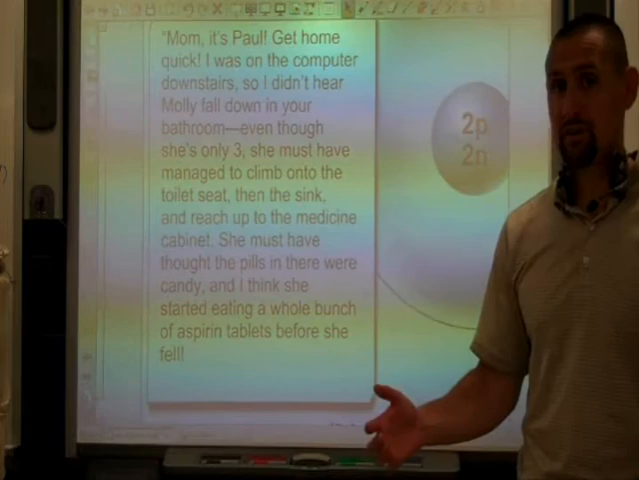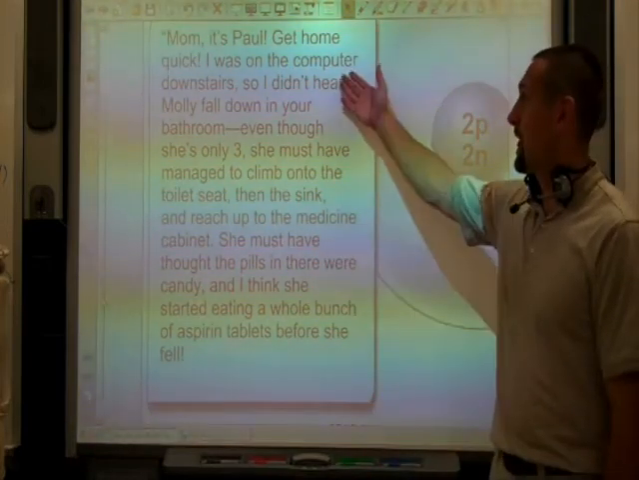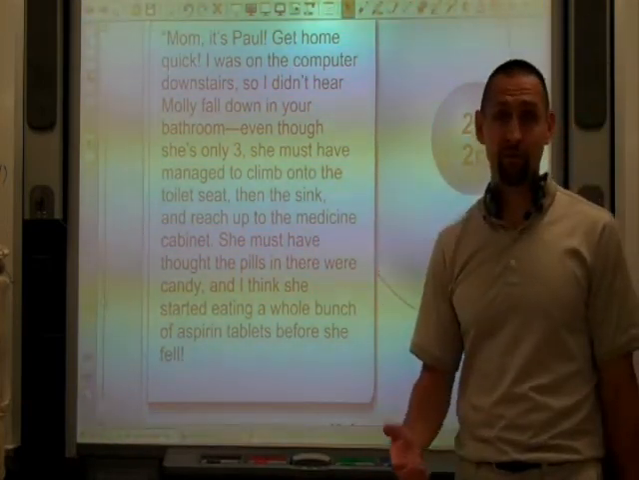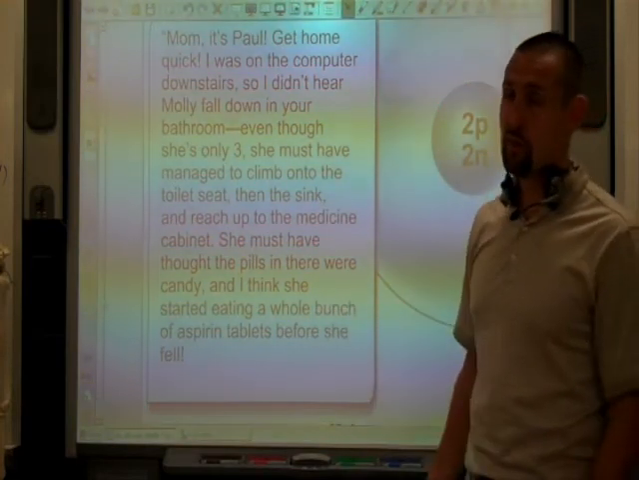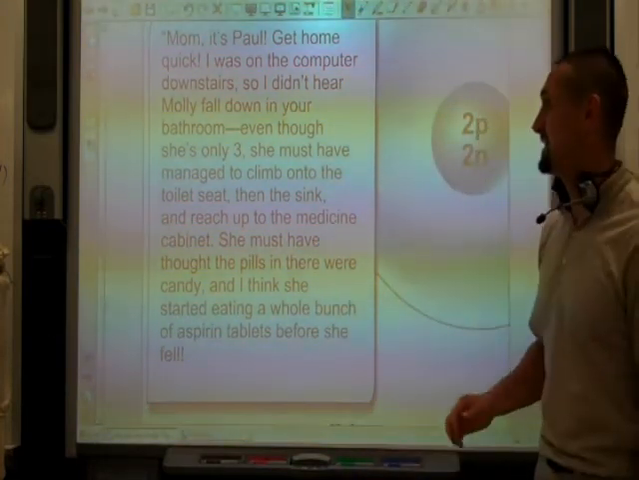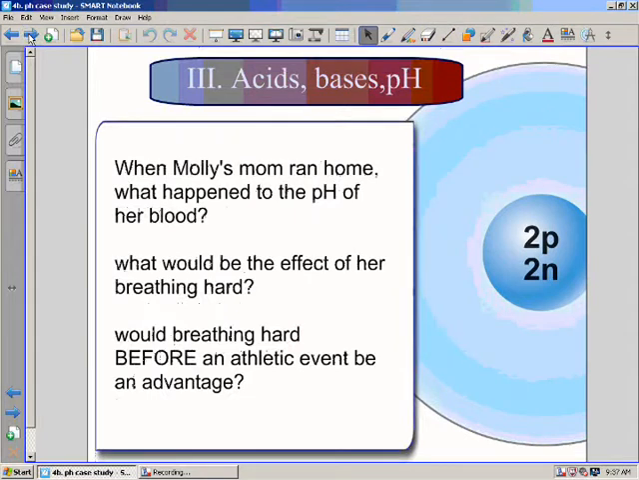So here's Molly, she's a 3-year-old. Her brother Paul is at home, finds her on the floor in the bathroom. She's eating lots and lots and lots of aspirin.